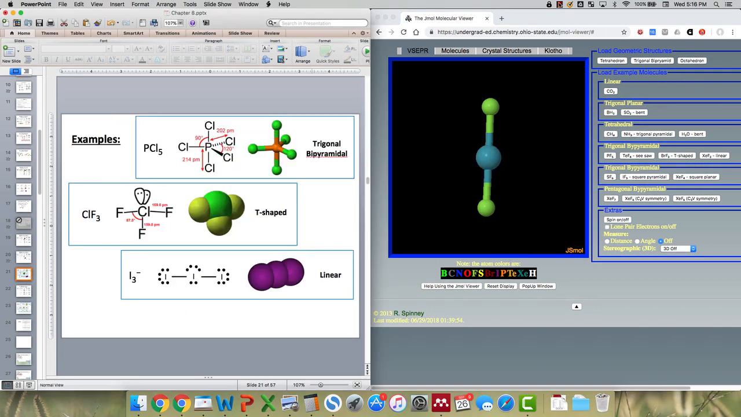So here are some examples. PCl5 is trigonal bipyramidal, ClF3 is T-shaped, and the triiodide anion is linear.